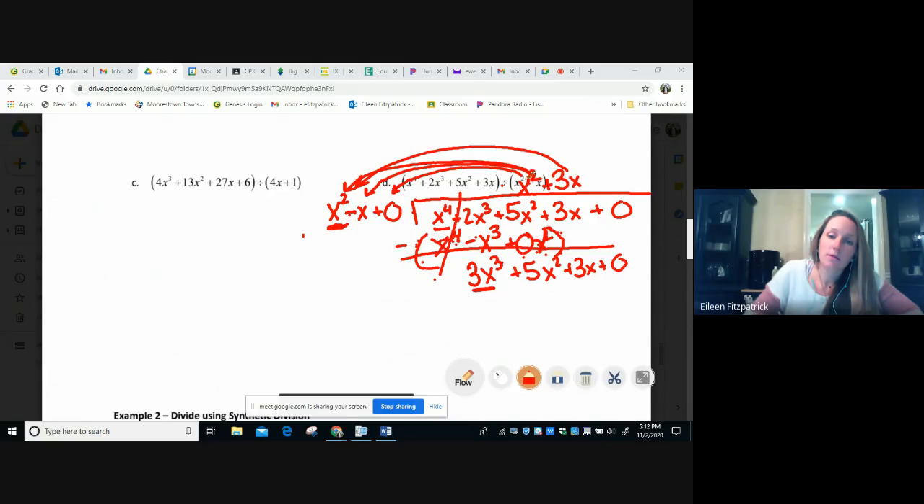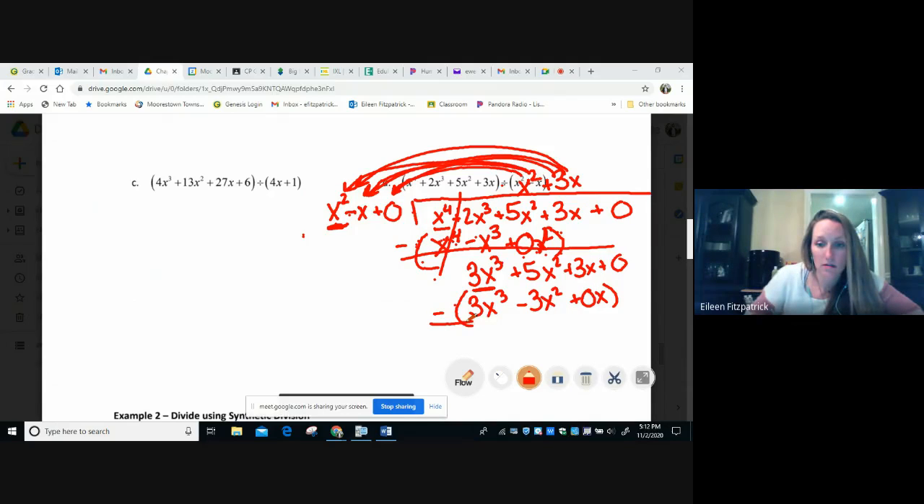Okay, so now I'm going to distribute to all three terms. Okay, so multiply everything by 3x. So x squared times 3x is 3x cubed. 3x times negative x is a negative 3x squared. 3x times 0 is just a 0, or you could put a 0x, doesn't make a difference, same thing. Okay, and then you're going to subtract. First terms cancel. 5x squared minus negative 3x squared is a positive 8x squared. 3x minus nothing is just a 3x. And then drop that 0.